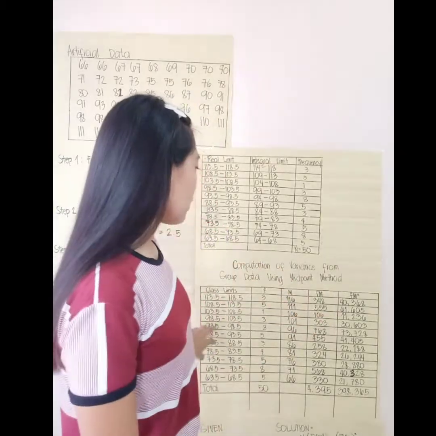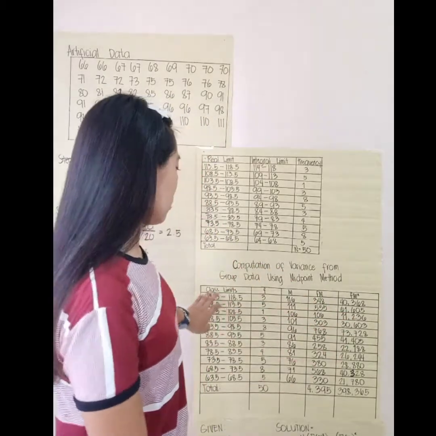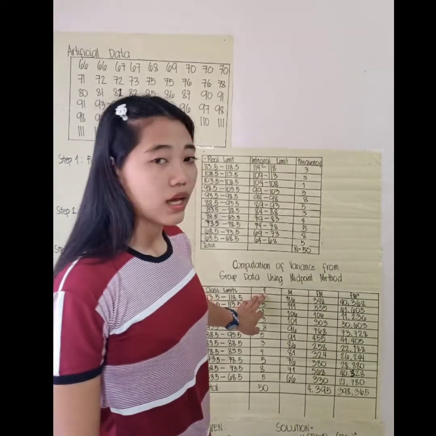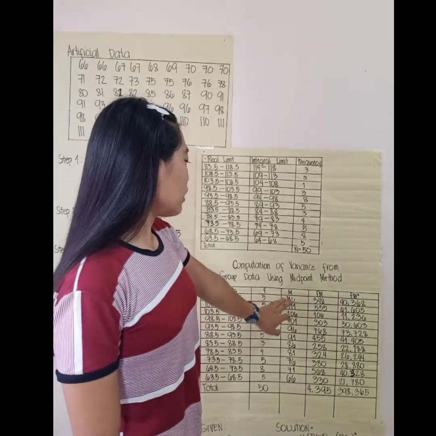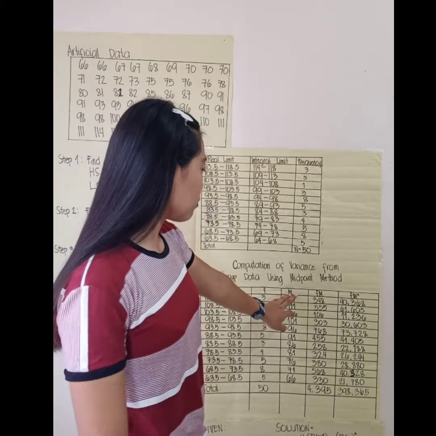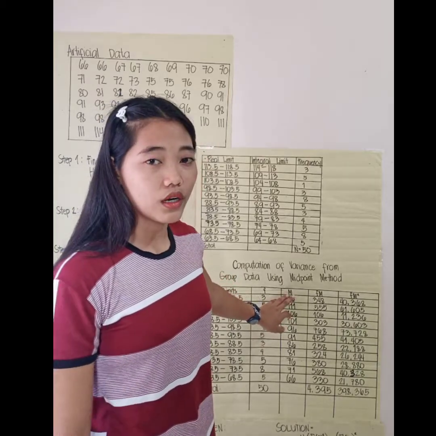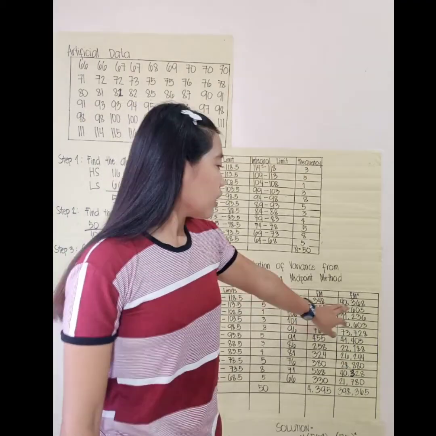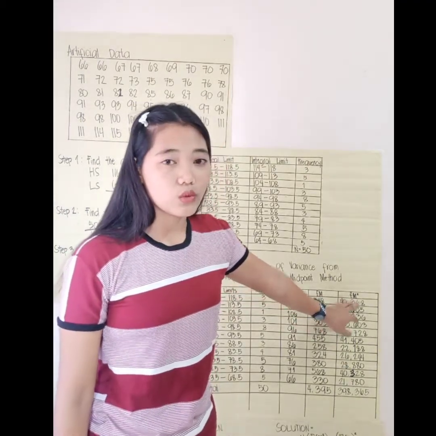Our table has 5 columns. In the first column, we have the class limits. In the second column, we have the F, or the frequency. In the third column, we have the M, or midpoint. In the fourth column, we have the FM. In the fifth column, we have the FM2.